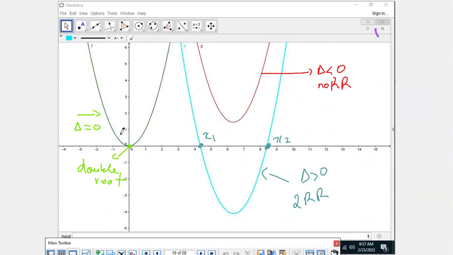In this graph, the function cuts the x-axis in 1 point. So this is the double root. So this is the case where delta is zero. In this figure here, there is no intersection. There are no roots. There's no solution for the equation. So this is delta negative. And in this figure here, I can see the two roots. So delta is positive. I have two roots. So these are graphs of delta equal to zero, delta negative and delta positive.